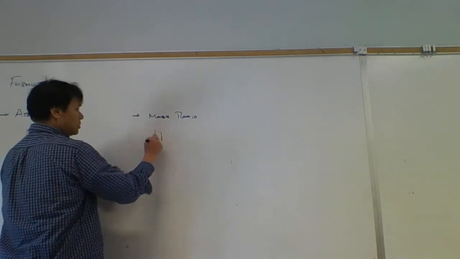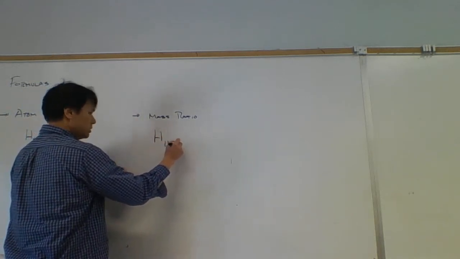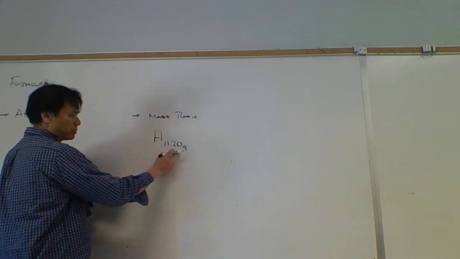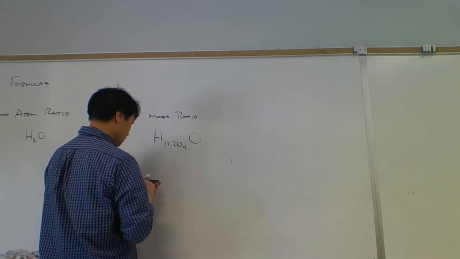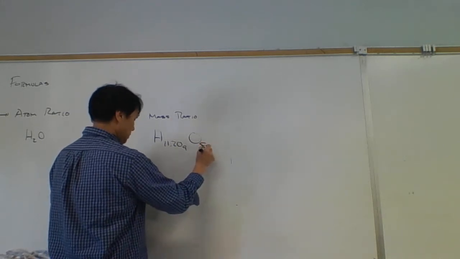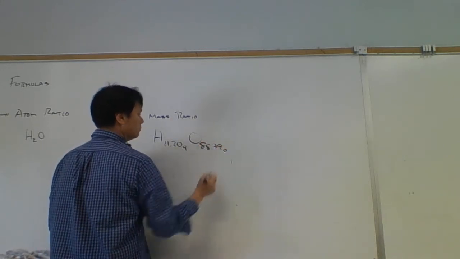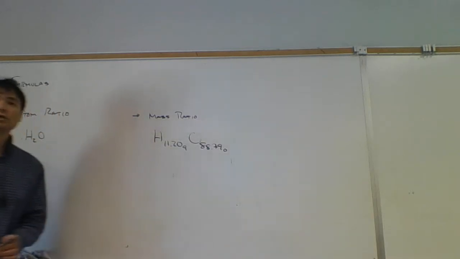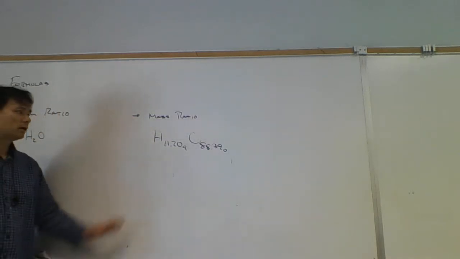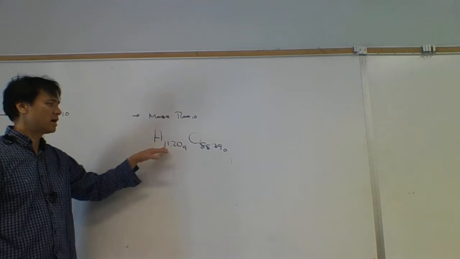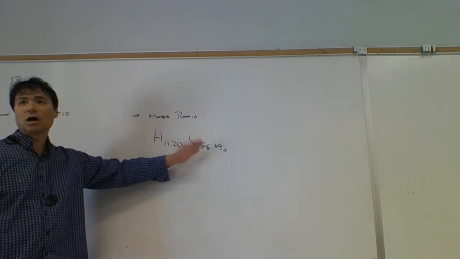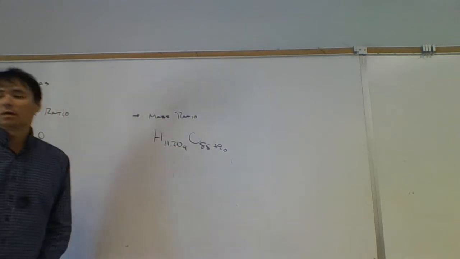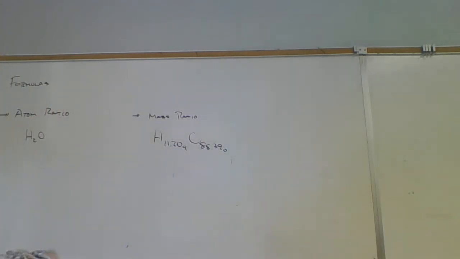It'd be hydrogen, 11.209. We'll just do this to 4 sig figs. And oxygen would be 88.790. That would be the mass ratio. So for every 11.209 grams of hydrogen, we have 88.790 grams of oxygen. So that's the mass ratio. But when you look at the mass ratio, do you immediately recognize that as being water?